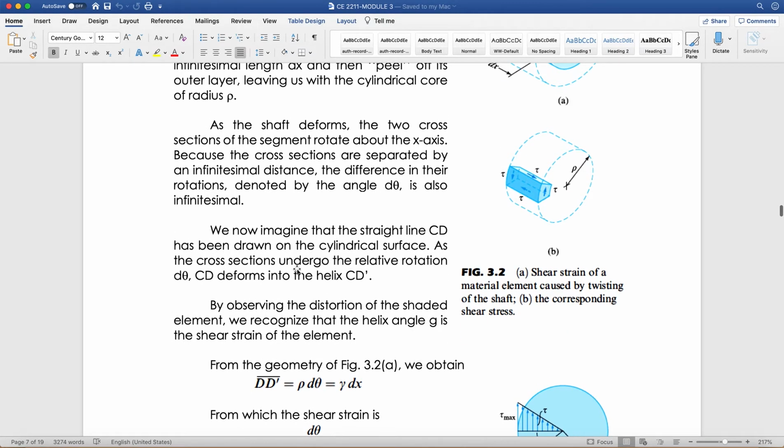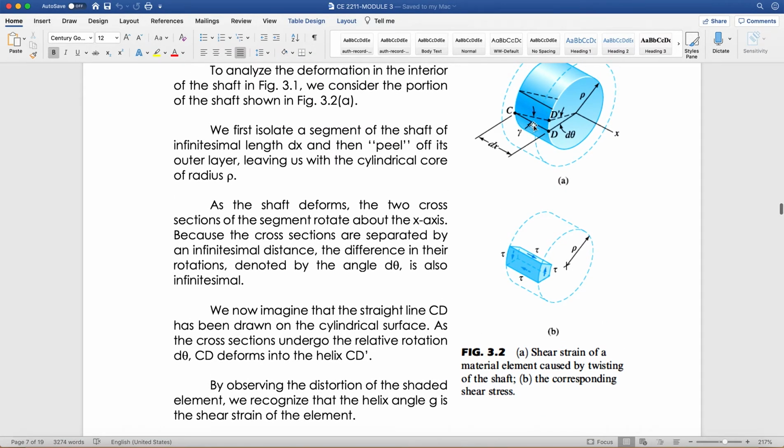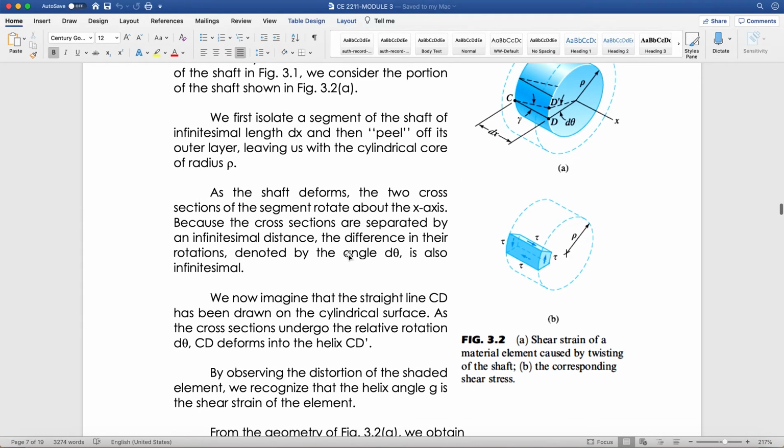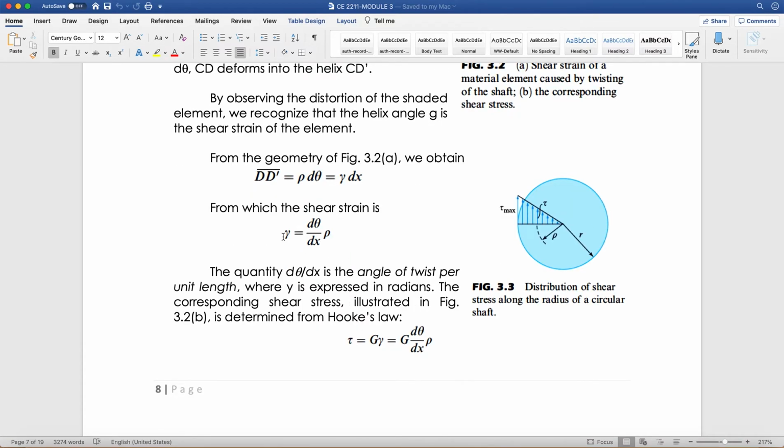By observing the distortion of the shaded element, we recognize that the helix angle gamma is the shear strain of the element. From there, we can generate our equation. Strain is equivalent to d theta times rho divided by dx. The quantity d theta over dx is the angle of twist per unit length, where gamma is expressed in radians.